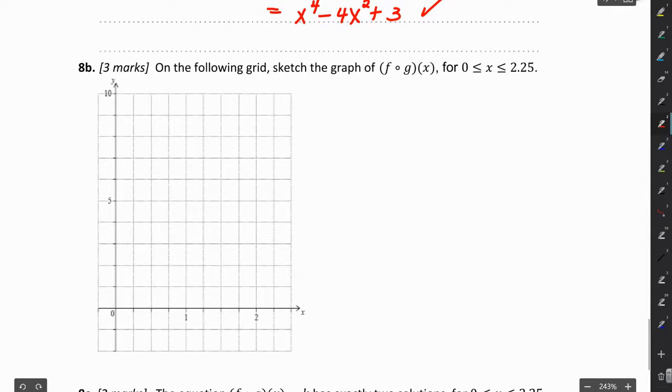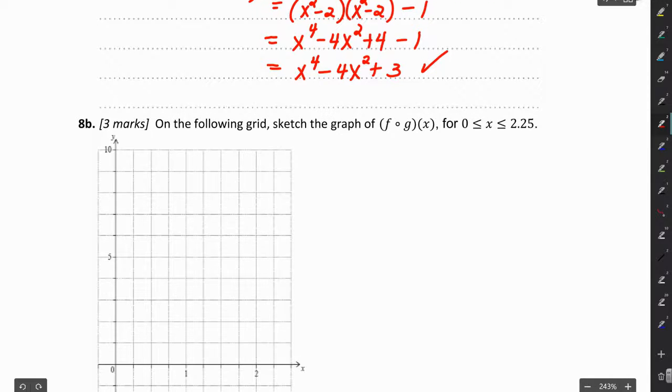On the following grid, we're going to sketch the graph of f of g of x. So from part A, we're going to use x to the 4th minus 4x squared plus 3. For this problem, we want to make a table of values. And we know for sure that we're going to want to include the lower bound, and we're going to want to include the upper bound.